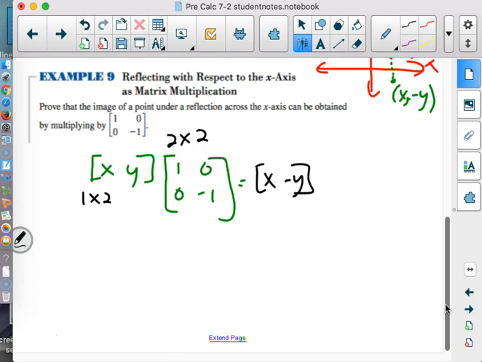In order for us to reflect over the x-axis, the y has to become negative. And we multiplied by this, and it did. So that's our proof. It's not, again, the formal proofs that we did in geometry, but it's an algebraic proof using matrices, and it works. So now, on to all the good stuff in 7.3.